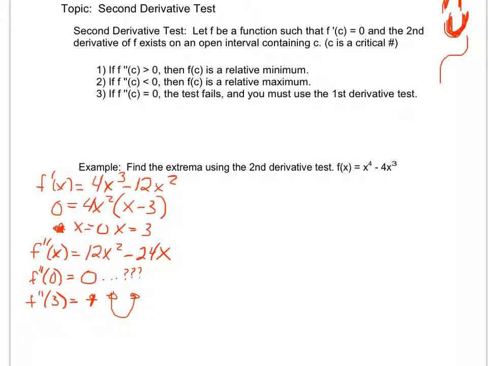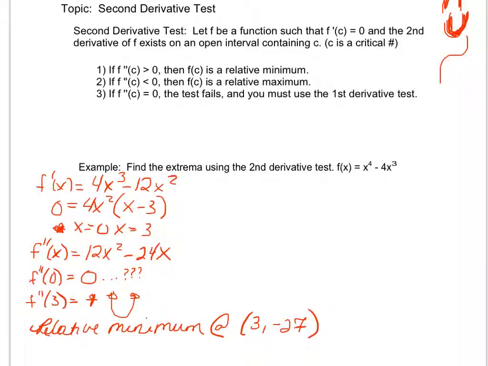So I can go ahead and take the jump to say I have a relative minimum at the point 3, comma, I'm going to use my calculator. I put 3 back into my original function because it's always about the point on my original function, and I get negative 27. But I have to go back. Remember, I had no idea what was going on at 0.